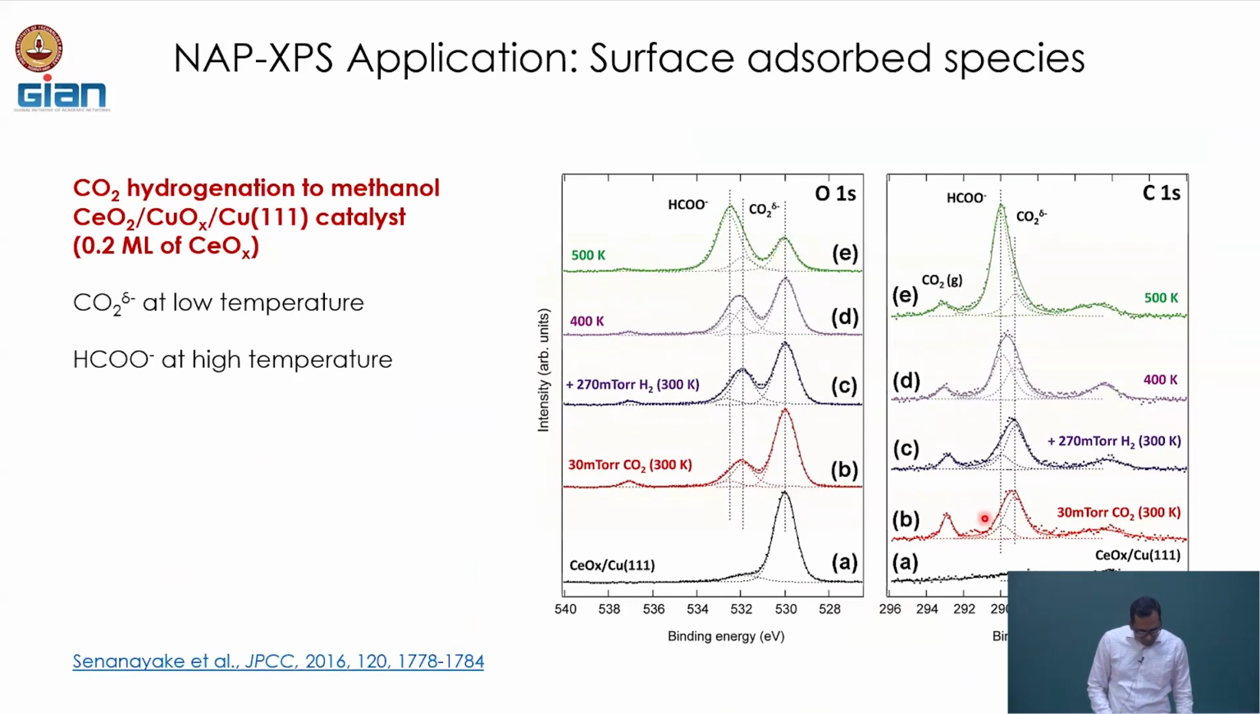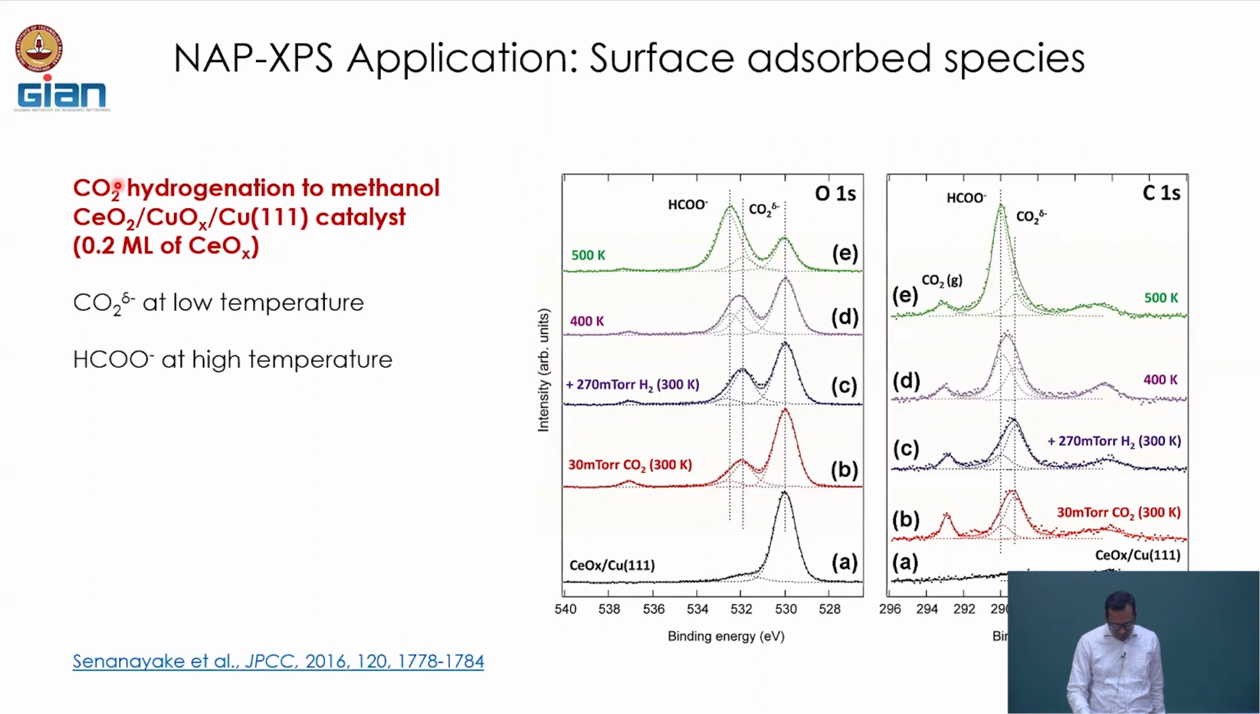So, the first example that we are going to see is on CO2 hydrogenation to methanol. The catalyst we are looking at here is a copper 111 surface, a copper 111 phase, and the surface has a little bit of copper oxide present on it. And then we have deposited about 0.2 monolayer of cerium oxide. So 0.2 monolayer means 20% of the total available sites on the surface of the copper oxide is taken up by cerium oxide.